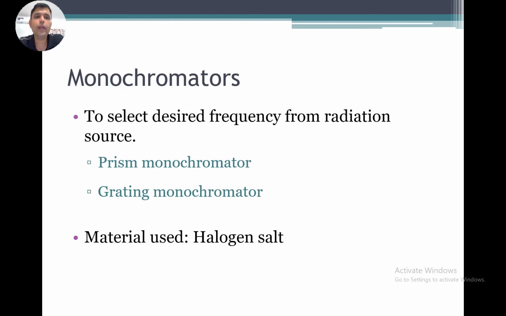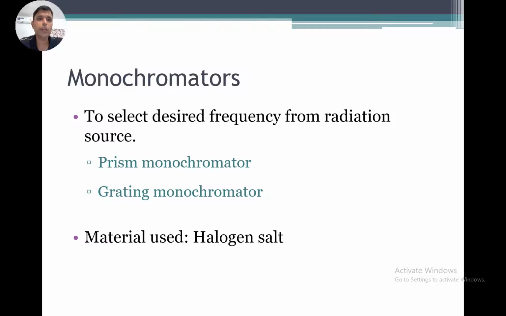And the next one is the grating monochromator. In the grating monochromator, we use diffraction gratings, which have many closely spaced parallel lines. When IR radiation strikes the grating, it is diffracted and spread into different wavelengths. By adjusting the angle, a specific wavelength is directed towards the detector. The most important thing is that the material used for the monochromator should be transparent to IR. That is the main important thing.